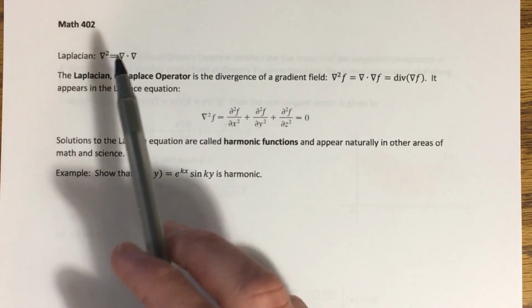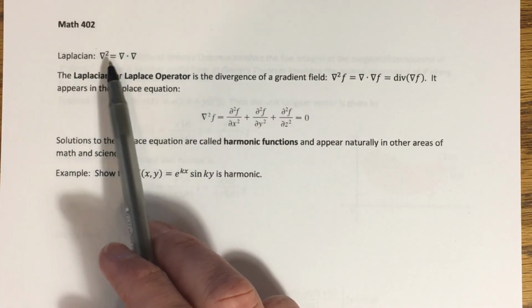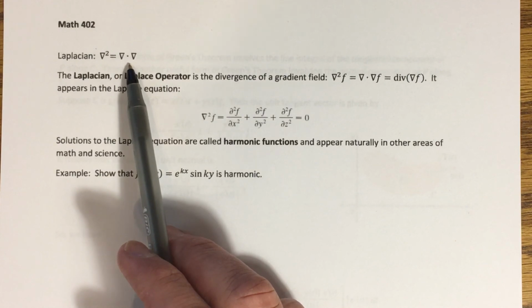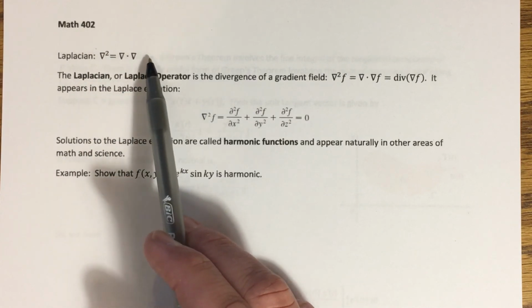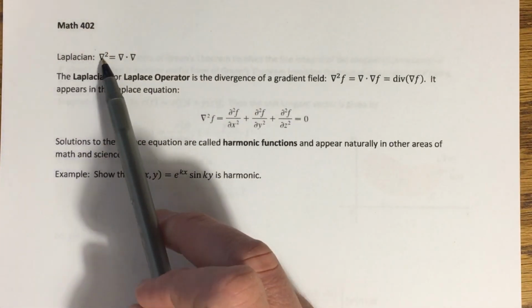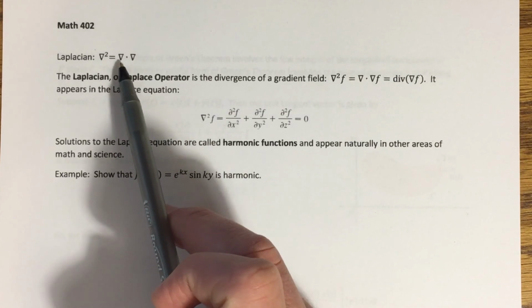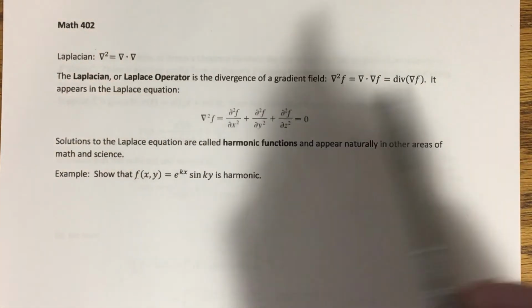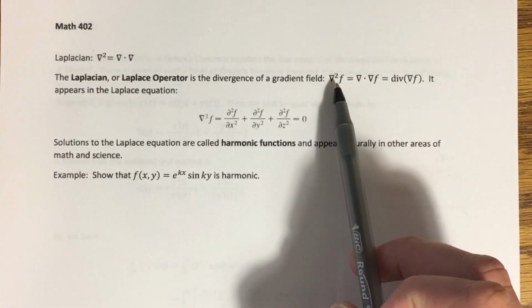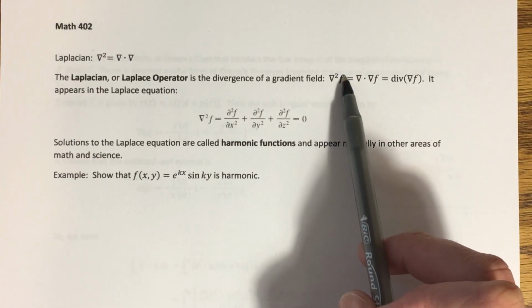There's a really useful operator that appears in numerous areas in math and differential equations and the sciences as well. It's called the Laplacian, or the Laplace operator. And we notate it this way. It looks like del squared, but we think of it as del dot del. So what would that mean? Well, here's an example right here. Del squared of a scalar field f.